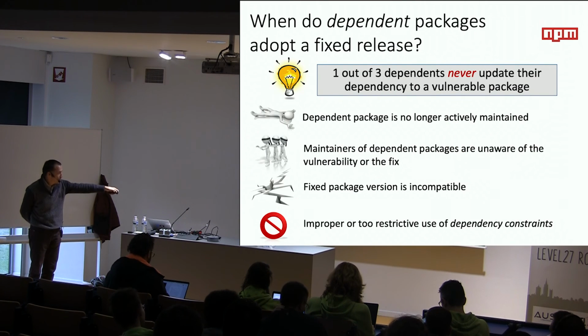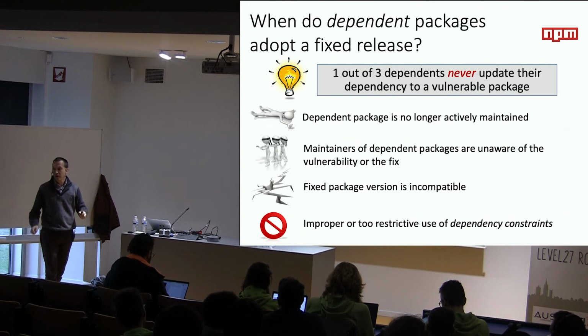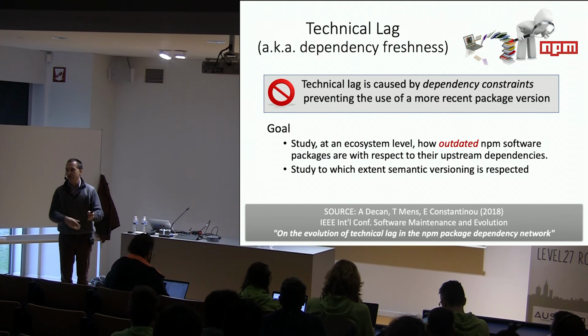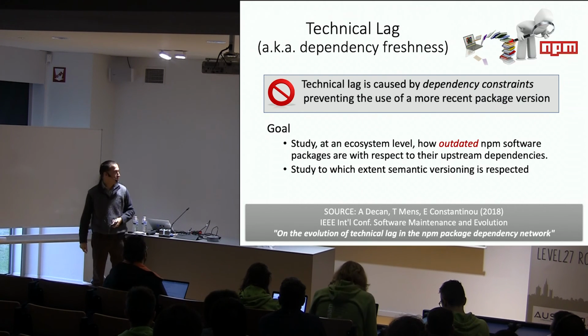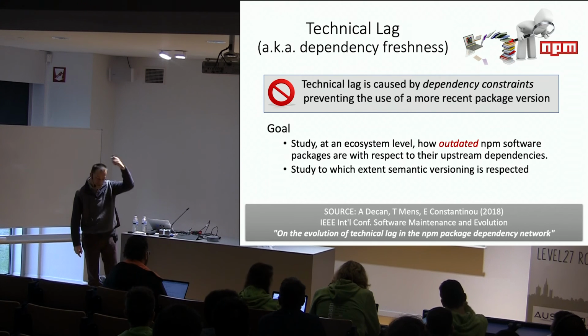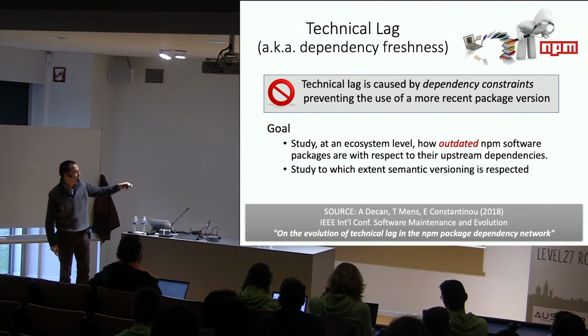Okay, so basically what we see here is that one of the reasons of this problem has to do with the fact that packages are outdated, and by outdated I mean that they still use an older version of some of their dependencies while they could benefit from using a newer version. So this is what we call technical lag. That's our most recent research. It's also known as dependency freshness.